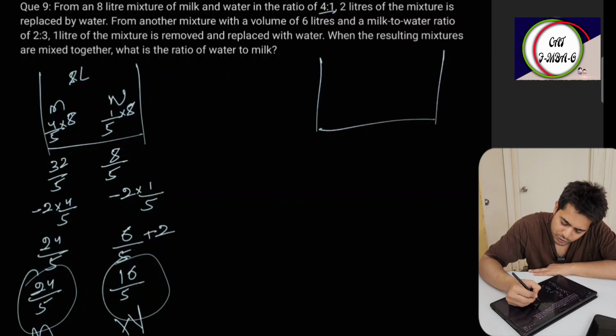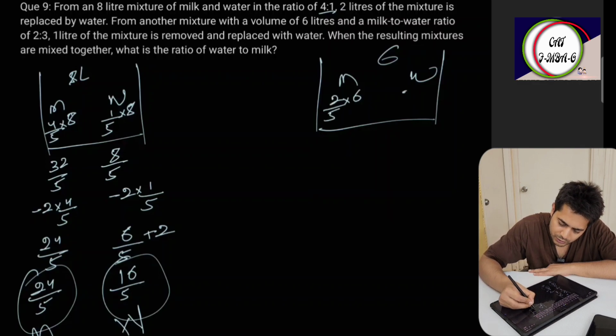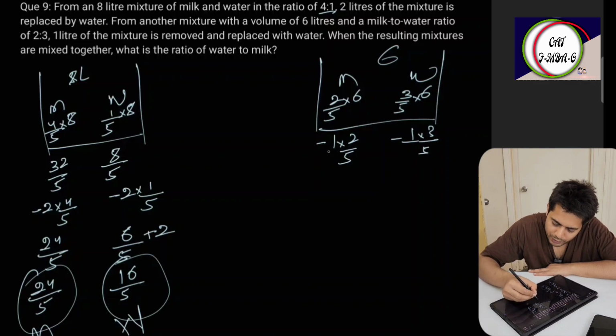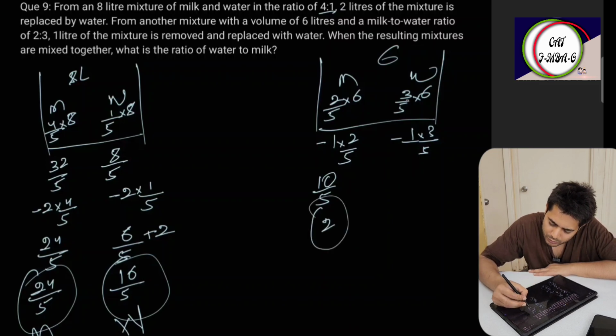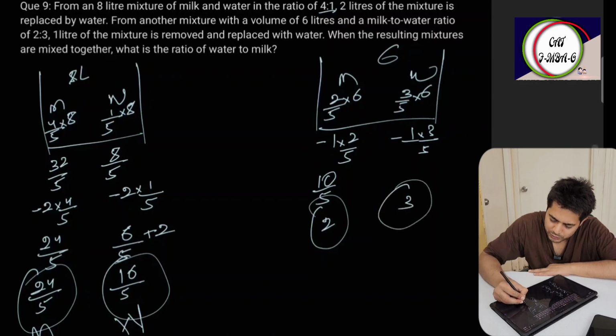Okay, from another mixture, from a volume of 6 liters, milk and water are in the ratio 2:3. So 2 by 5 into 6 and 3 by 5 into 6. Okay, 1 liter is removed. So minus 1 into 2 by 5, minus 1 into 3 by 5. So 12 by 5 minus 2 by 5, so this is 10 by 5. So this is 2. And 18 by 5 minus 3 by 5, so 15 by 5. So this is 3.